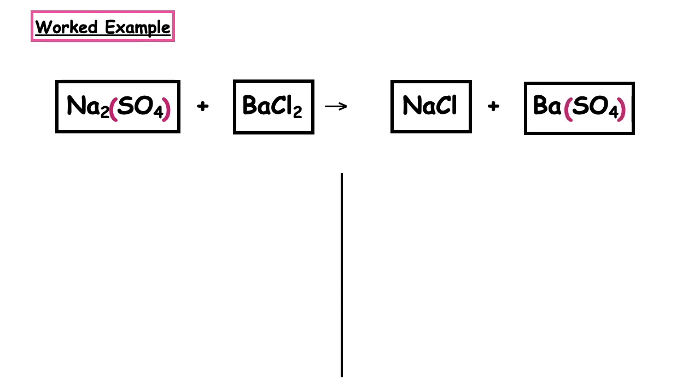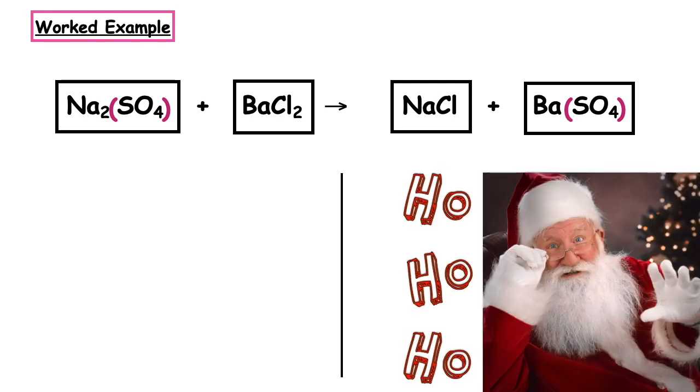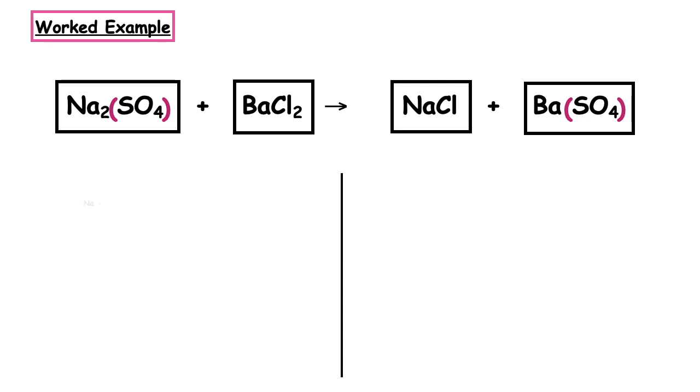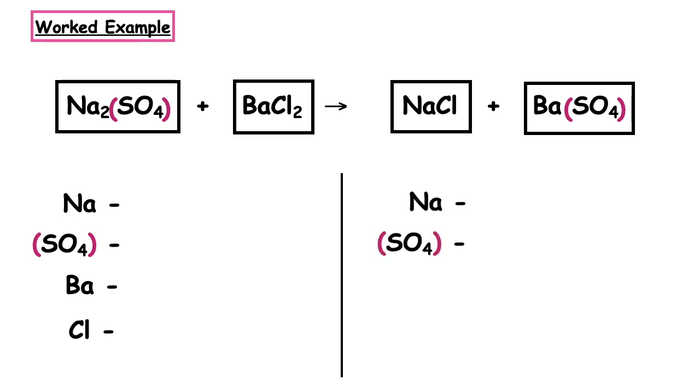What we have to do next is we write our shopping list. Remember, Santa says ho ho ho. So all other elements and then hydrogen and oxygen last. So we have sodium. This time we're going to write our SO4. It's not an individual oxygen atom, so we're going to keep that in a bracket. We've got our barium, Ba, and our chlorine, Cl. We're going to mimic that on the other side.